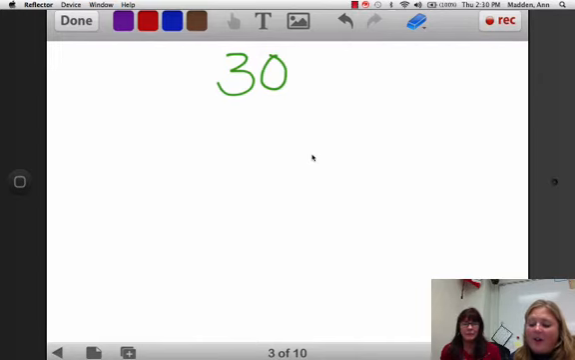All right, let's take a look at our first number. We're going to figure out, is that number prime or composite, and then we're going to figure out, if it's composite, the prime factorization of that number. And I'll show you what that means in a second. I have the number 30.